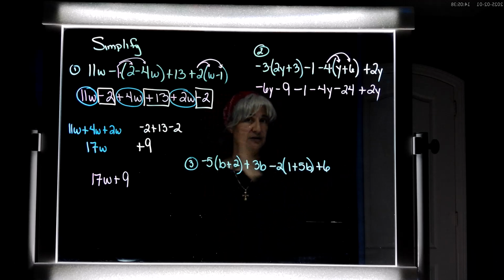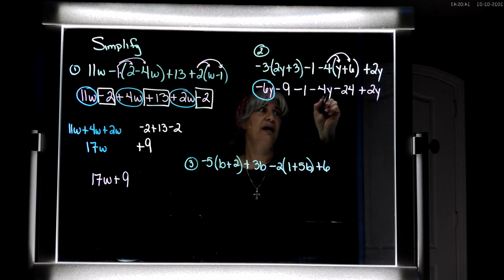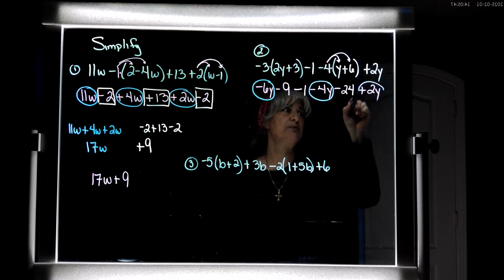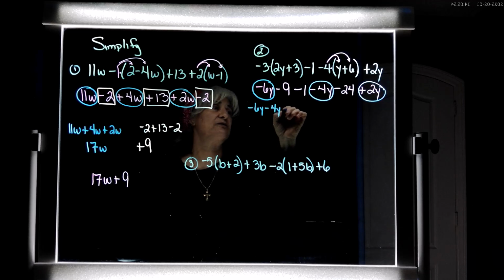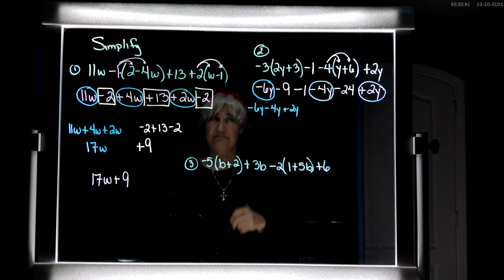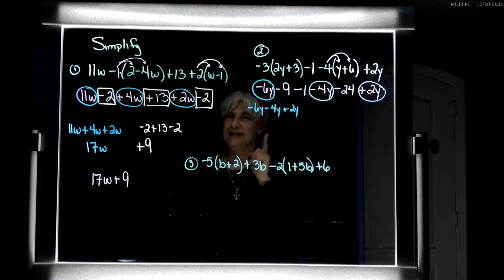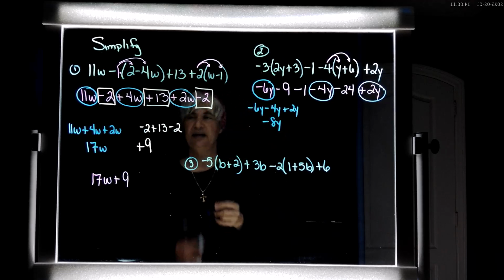So again, let's look at them separately. I have this minus 6y. I have this 4y with a minus sign in front of it, and I have this 2y with a plus sign in front of it. So if you need to, you write it as its own little simplifying problem. Good? Okay. So what's negative 6y minus 4y? Negative 10. Excellent. And then plus 2? Yeah. Negative 8y. Good. Excellent.